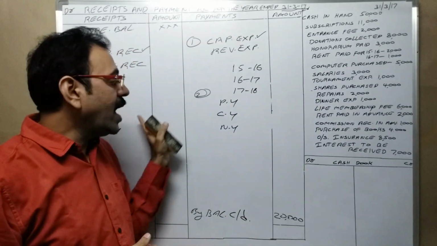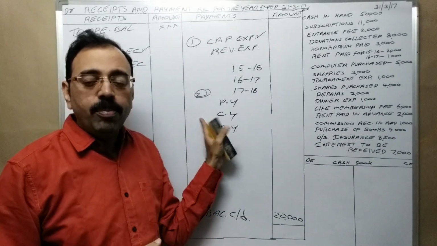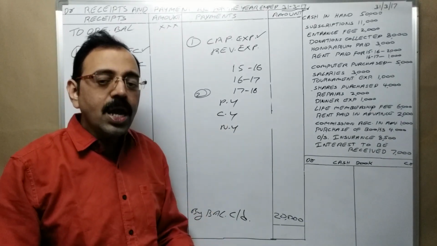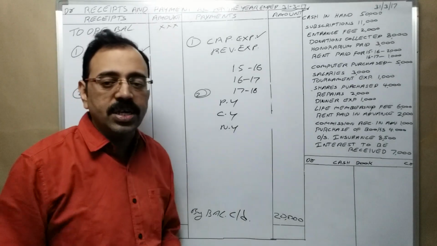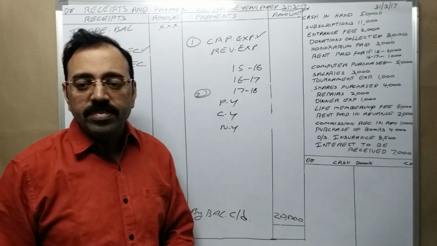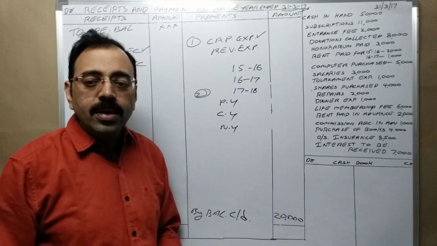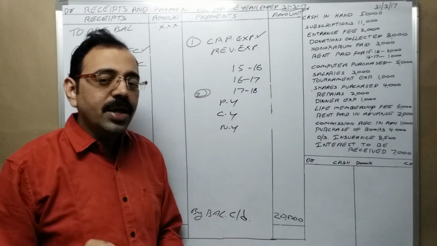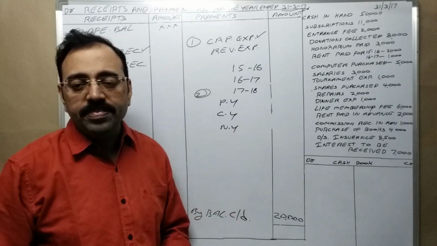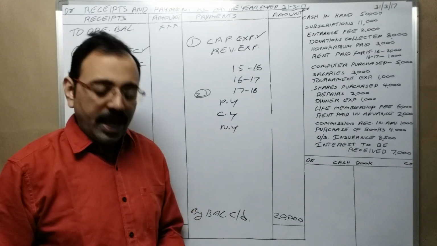Similarly, incomes and expenses may belong to the current year or previous year or next year. It doesn't matter. If income comes in the current year, we should record it here. If we spend that amount in the current year, we should record it here. Clear? Next.